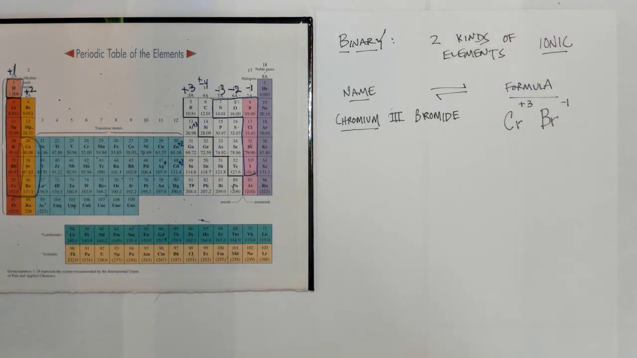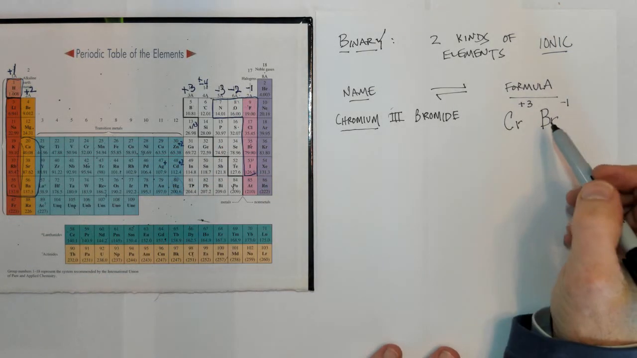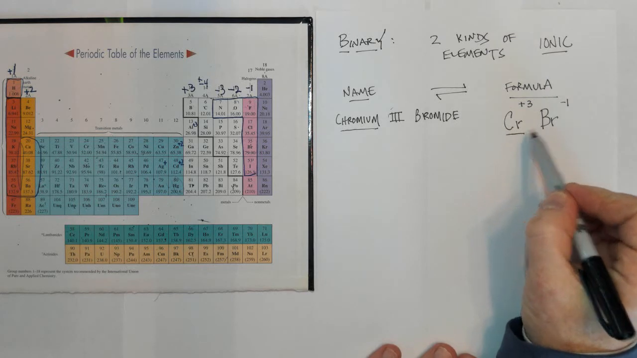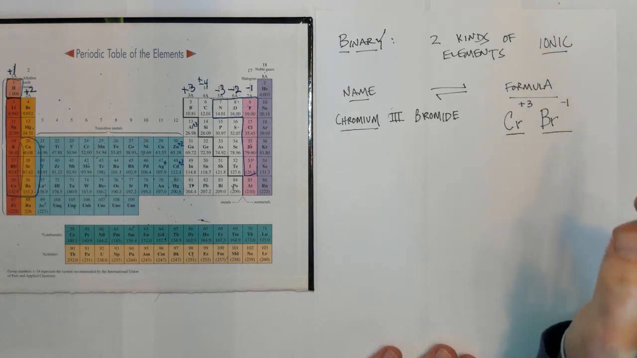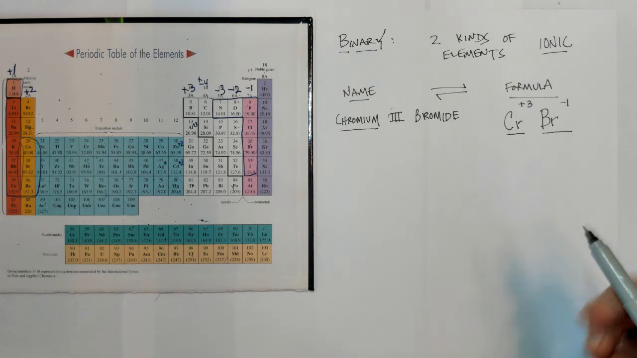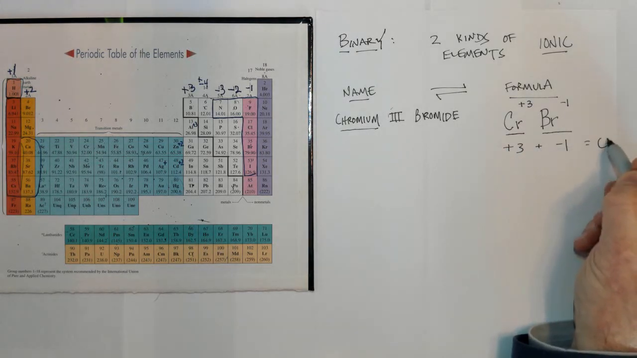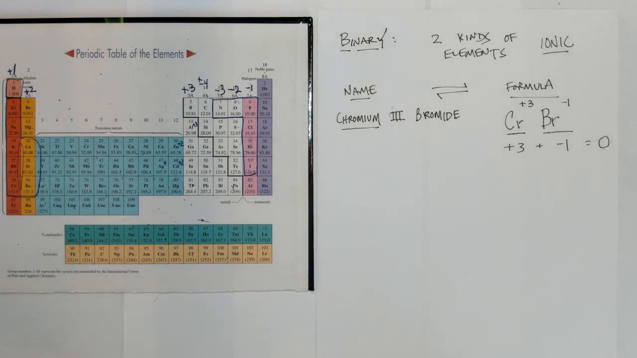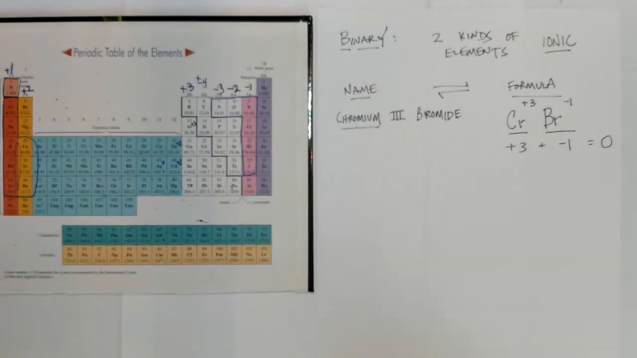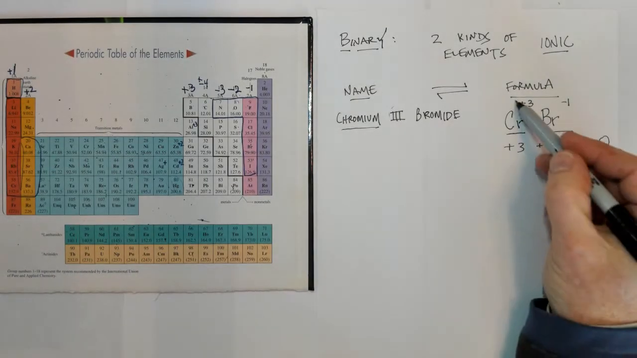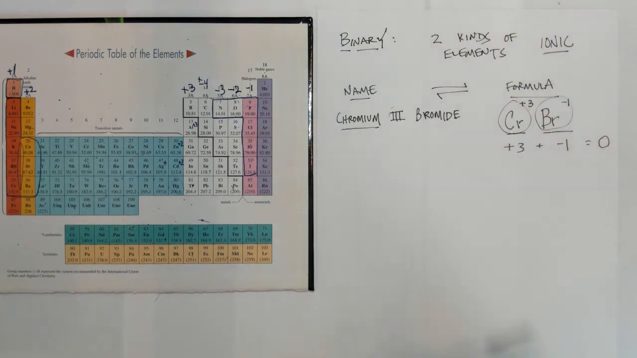Now, there are several different ways to attack this, but we know that since this is positive 3 and this is -1, they don't form a neutral compound. Positive 3 plus -1 do not equal 0, and 0 would indicate it's a neutral compound. And so we need to have a certain number of each of these cations and anions to make it so there'll be 0 of them total.